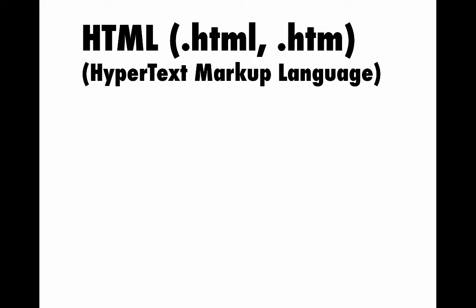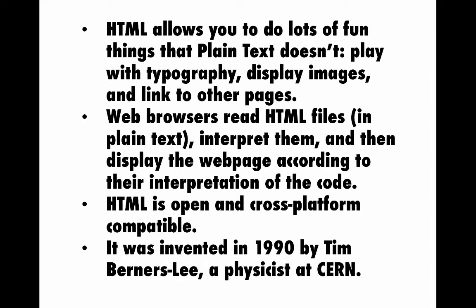If you watched the last video, you should have a sense of what markup means. And hypertext, you can imagine it means linking, going from one text to another. So HTML allows you to do all kinds of things that plain text does not. It allows you to change typography, to display images, and the most revolutionary part from the 90s perspective is to link to other pages. It's kind of cool when you think about it.